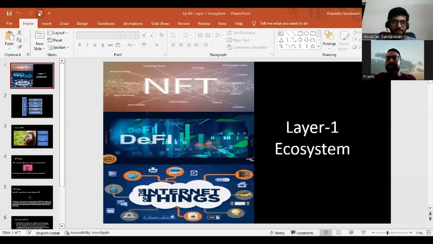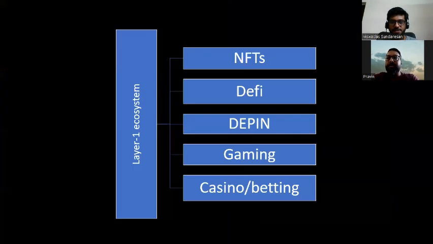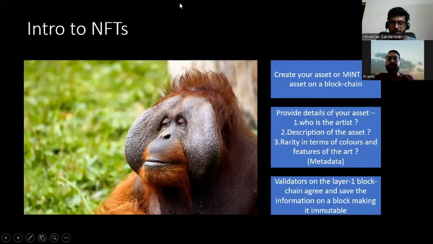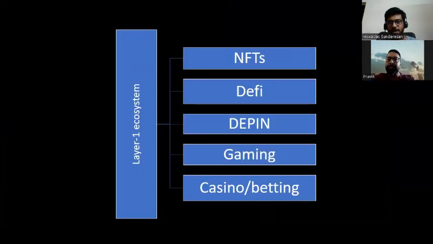Okay, here we go. So, layer one ecosystem. There are five sectors in the layer one ecosystem. One is NFTs, which is a big sector. The second sector is DeFi. The third sector is DePIN. Most of you would know NFTs and DeFi, at least from passing conversations.